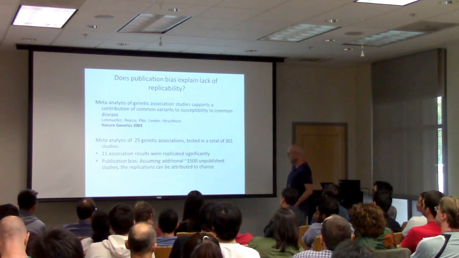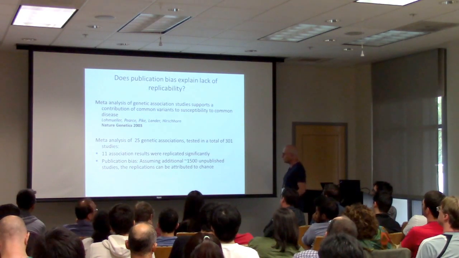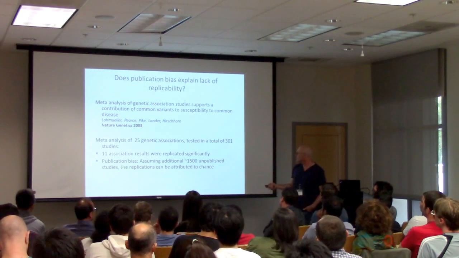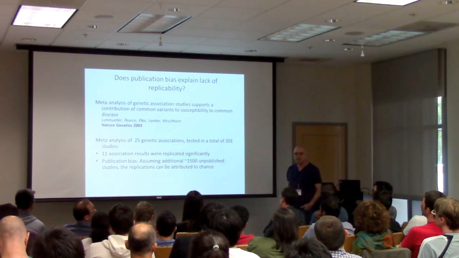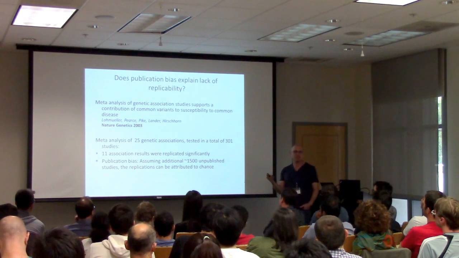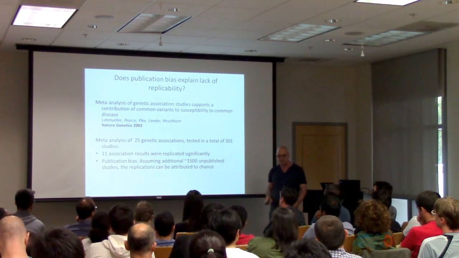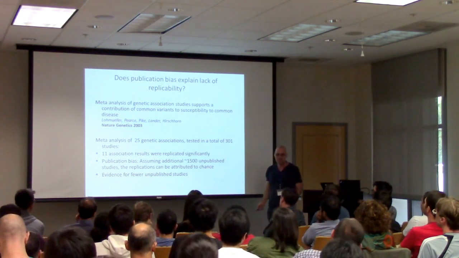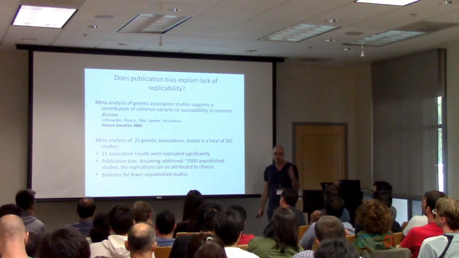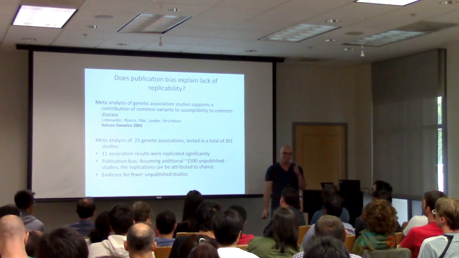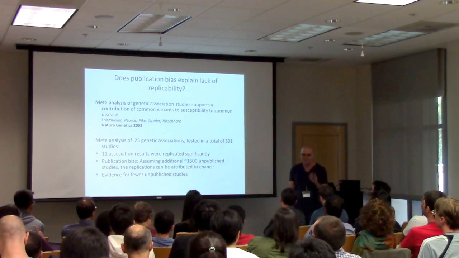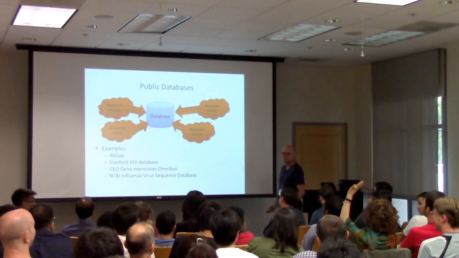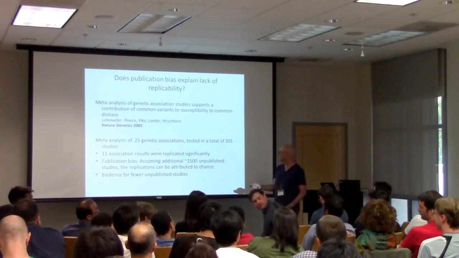They did some calculations saying that if there is an additional corpus of about 1,500 unpublished attempted replications, then these replications could be attributed to chance and be consistent with false replications, not only false discoveries to start with. And they said there's clear evidence for fewer unpublished studies. So overall, we conclude a very weak conclusion, but nonetheless positive, that some signal exists somewhere in this entire corpus, okay?